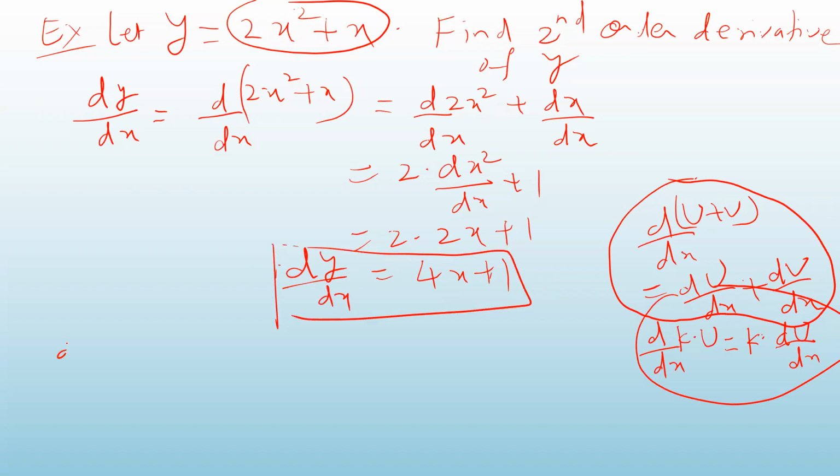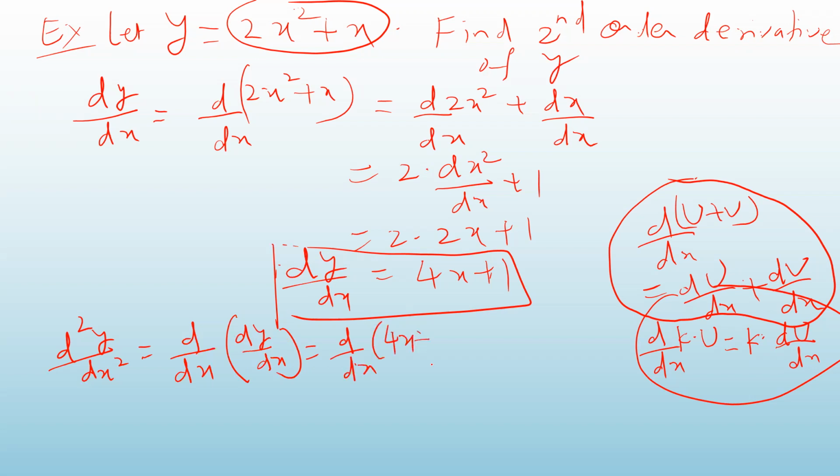Correct? Now I want to find out the second order derivative. What is my formula to calculate the second order derivative? It is the derivative of the first order. What is the first order derivative I got? 4x plus 1. Correct? Okay. So the derivative of 4x plus 1.